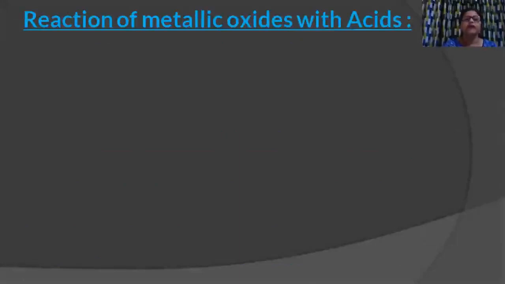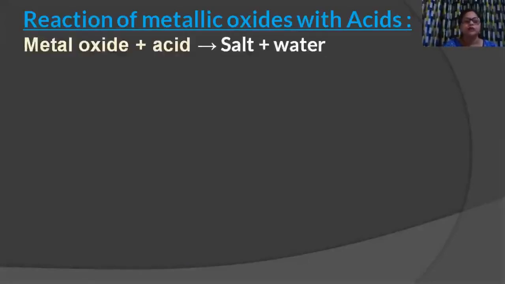Reaction of metallic oxide with acids. Now what does it mean by metallic oxide? Any metal, when it reacts with oxygen, forms a metallic oxide. For example, magnesium oxide, sodium oxide, zinc oxide are all examples of metallic oxides. Let us see the reaction. Metal oxide, when it reacts with acid, gives salt and water.